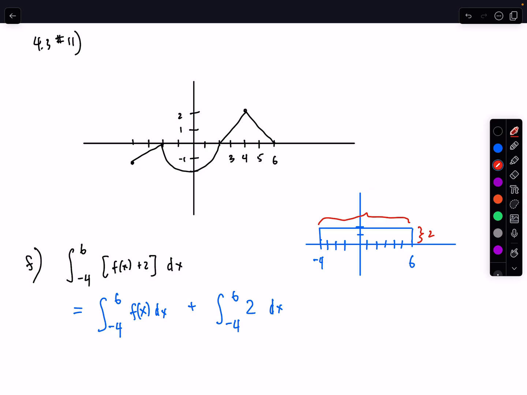Anyway, this part is 4 from here to here, and from here to 6. So altogether that's 10, right? So the area of this rectangle is 10 times 2 is 20, right? So this part here, 20.